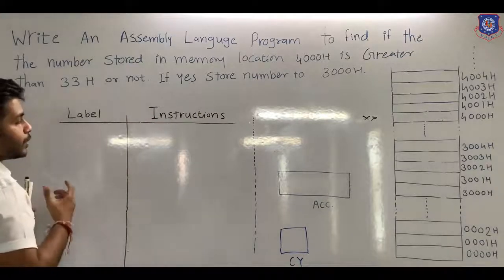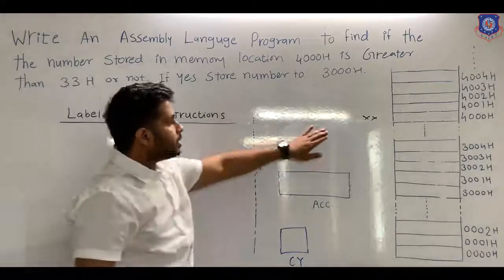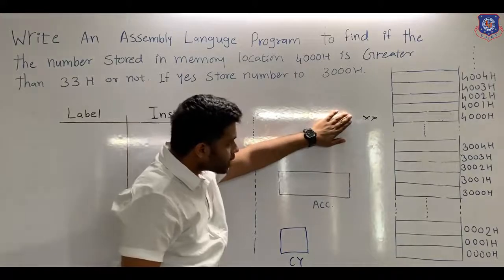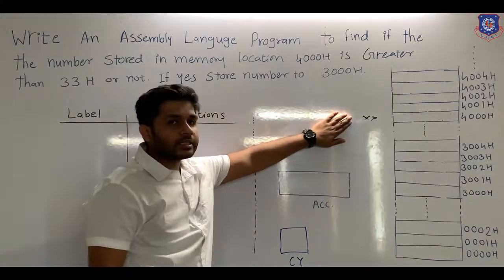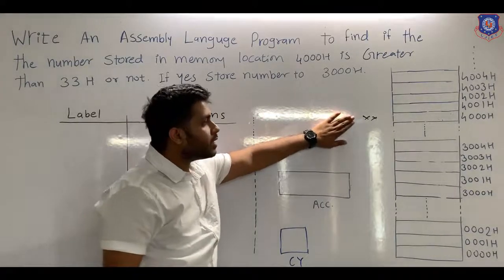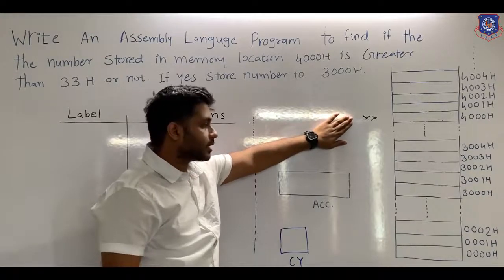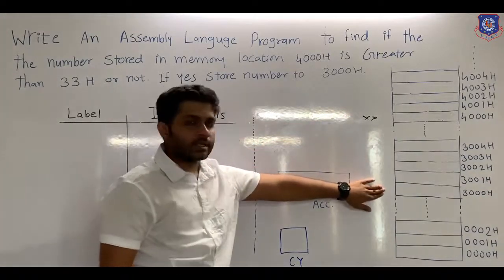So first of all, we are going to see whether the number stored in the memory location 4000H is greater than 33H or not. If the number is greater than 33H, in that case, we will store that number to 3000H.